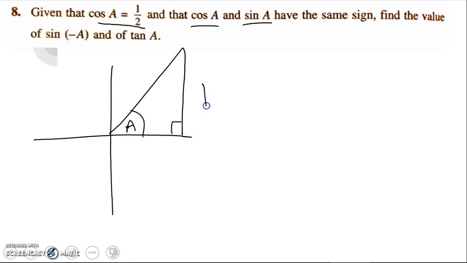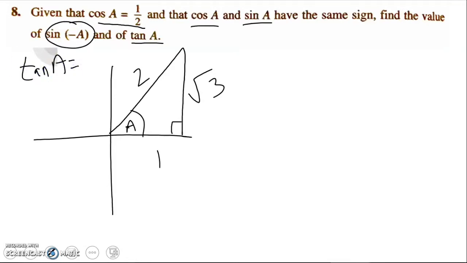Opposite side would be square root of 3. So that would be a square root of 3. Adjacent side is 1, and this would be 2. I'm going to say, again, it says find the value of tan A. We're going to do this second, okay, because that's going to be a negative theta. So tan A, well, tan A is not too bad to get. Opposite over adjacent, that would mean that would be square root of 3.